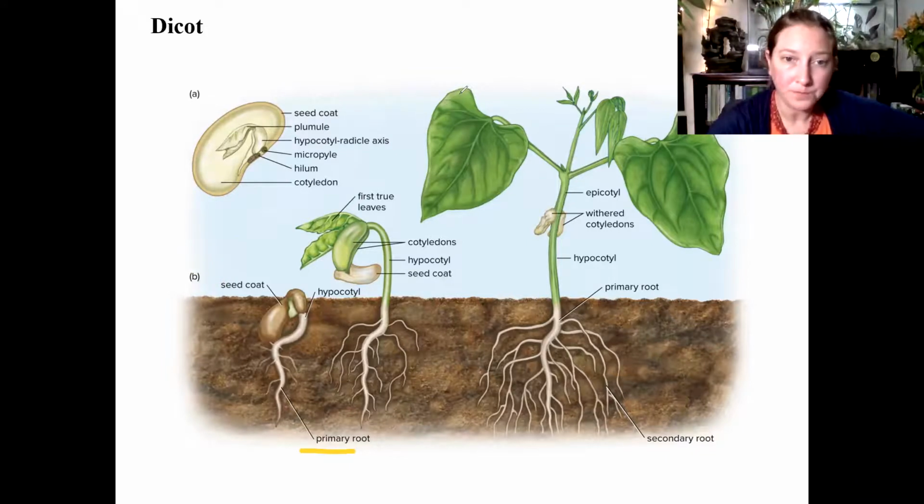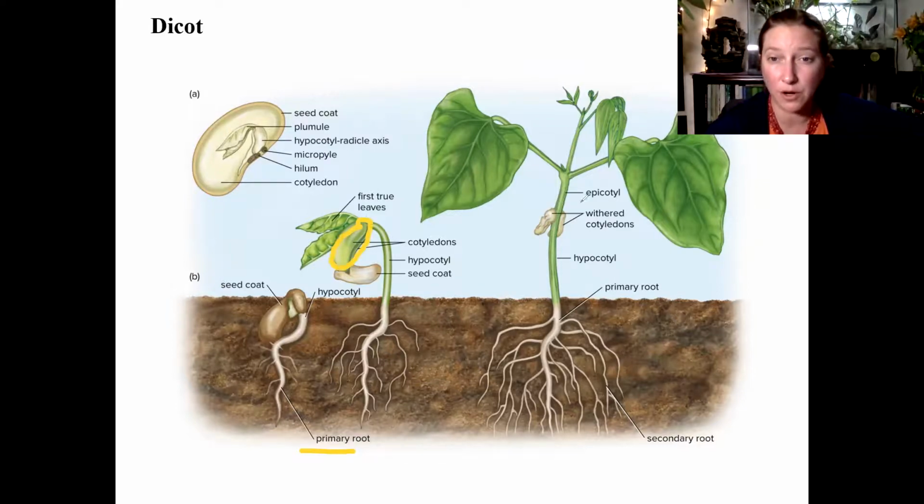Here are those cotyledons, which will eventually wither and fall off. Hypocotyl is the stem that's under the cotyledons. Epicotyl is the stem that's above the cotyledons. Eventually, you'll have secondary roots that branch off of the primary roots.